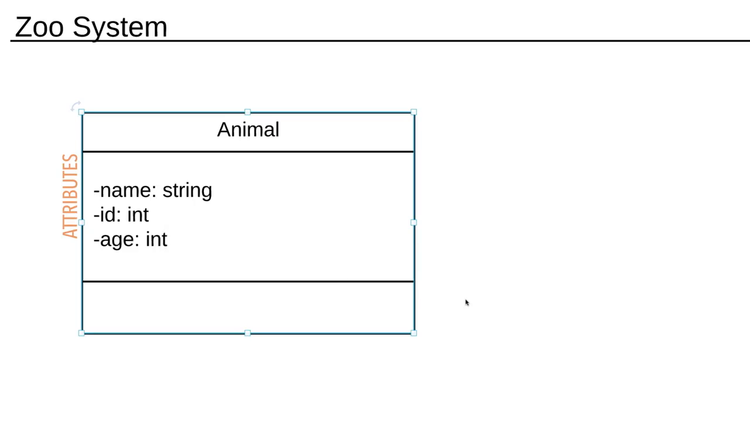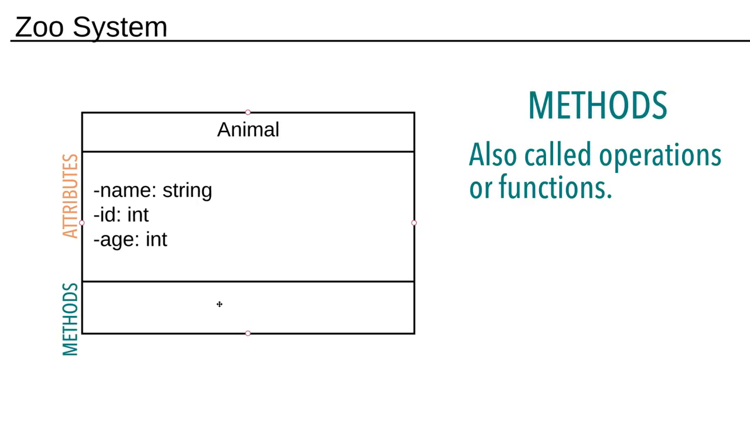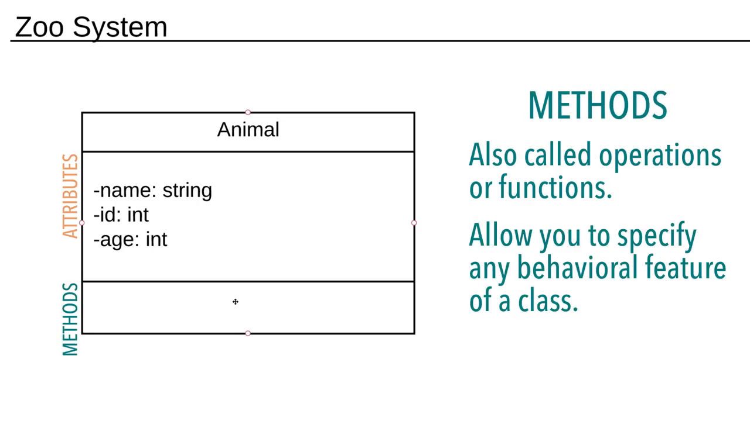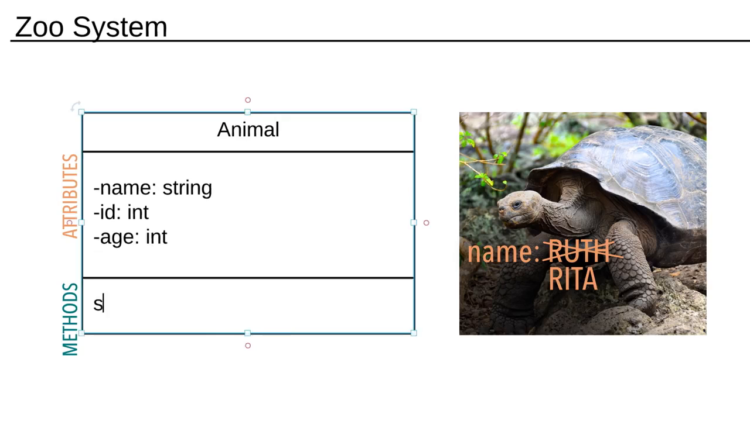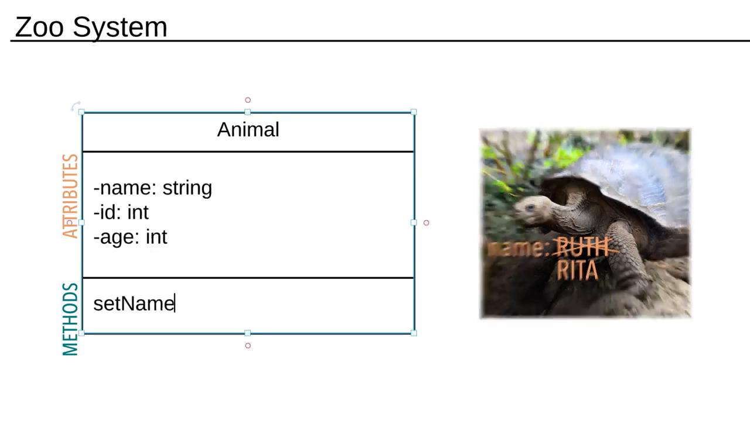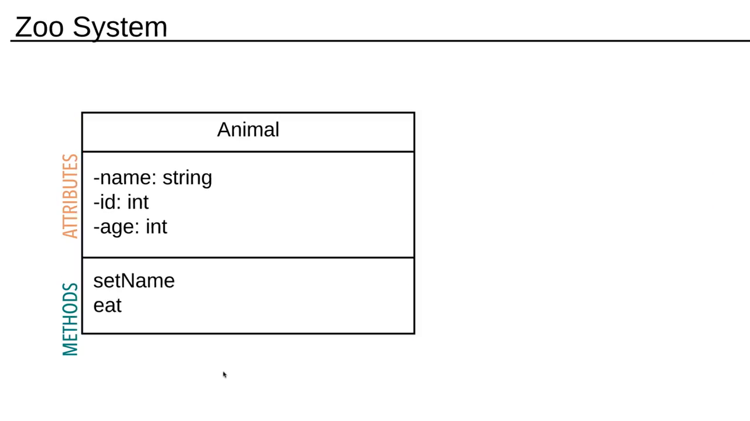Now that we've got some attributes for our animal class, we get to the bottom section here. This is where you put methods, which are also known as operations or functions. Methods allow you to specify any behavioral features of a class. So we might ask ourselves, what are some different behaviors of this animal class? Maybe we'd want to be able to change our animals' names. Like Ruth should actually be called Rita. So let's create a function called setName. We could also create a method for eating since all of our animals eat.